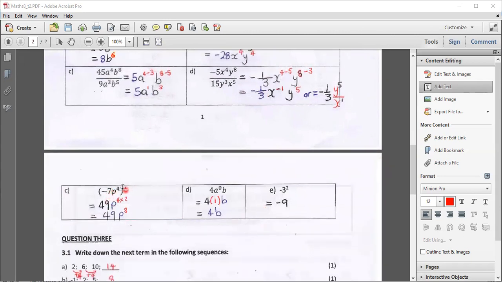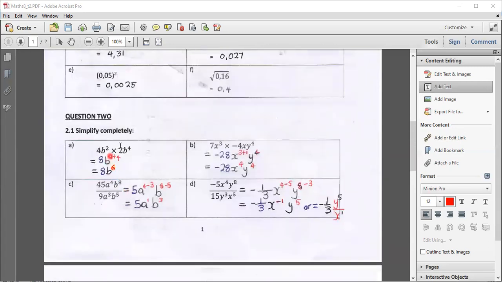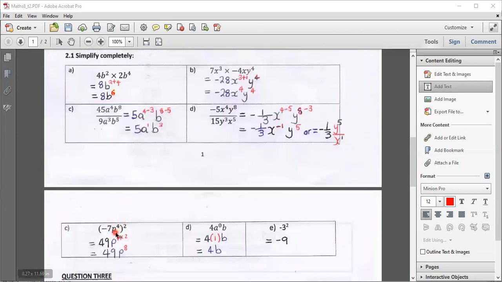Now here we are squaring. So negative 7 squared will be negative 7 times negative 7, which is 49. Now when you're squaring, you're raising a power to an exponent. When you're raising a power to an exponent, we multiply the exponents. 4 times 2 is 8. So here we multiply, here we add, because you're multiplying here. Multiplying, so you add. Here we're raising a power to an exponent, you multiply.